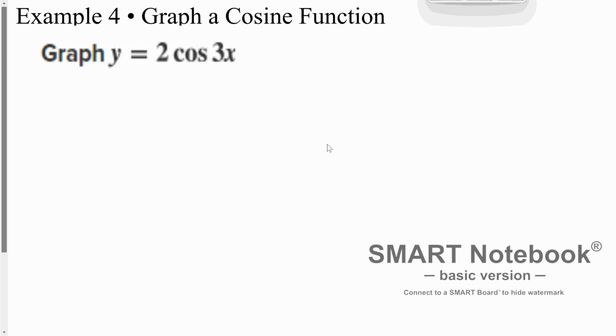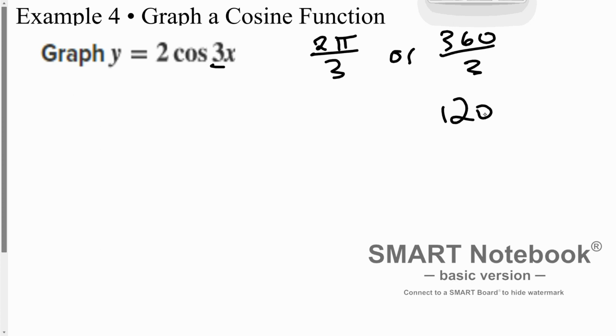All right, in example 4, we're going to graph the cosine function. So we're going to find our period the same way. We're going to take 2 pi divided by what's being multiplied by x, or we can do 360 degrees divided by 3. So we get 120 degrees. So that means I normally start at 0, and I'm going to go to 120 degrees.